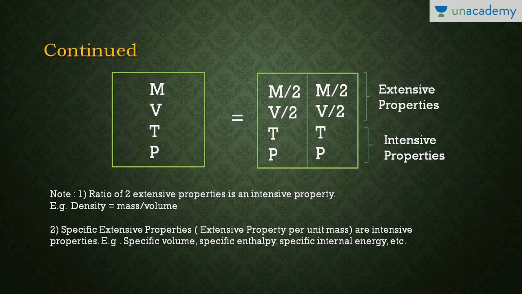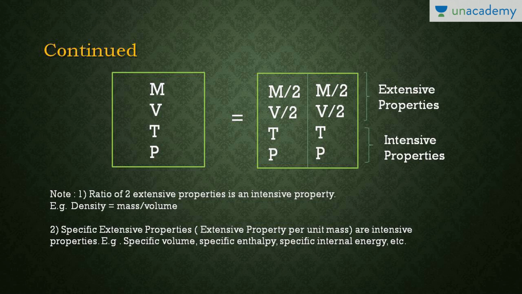Second is, the ratio of two extensive properties is always an intensive property. For example, density. The formula of density is mass upon volume. As you have seen, mass is an extensive property, volume is an extensive property. So the ratio of two extensive properties, for example mass and volume, is an intensive property. Mass is extensive, volume is extensive, and density is intensive. Keep in mind, be focused, the ratio of two extensive properties is always an intensive property.